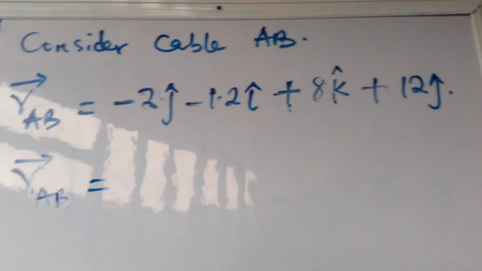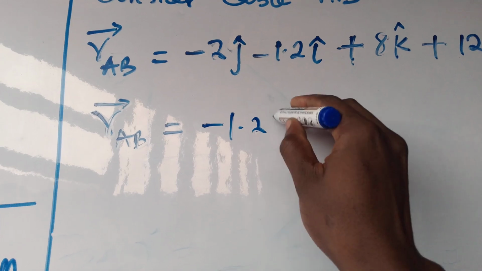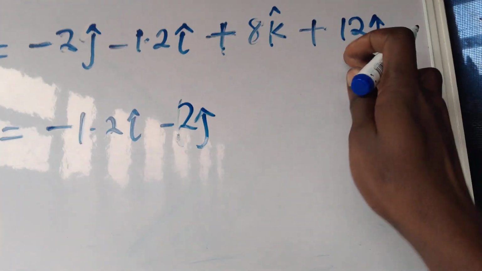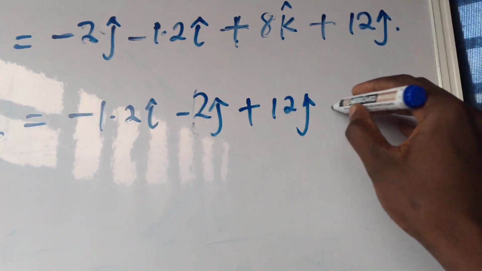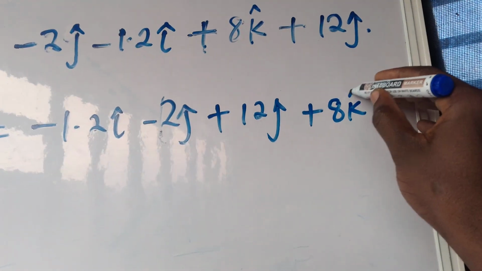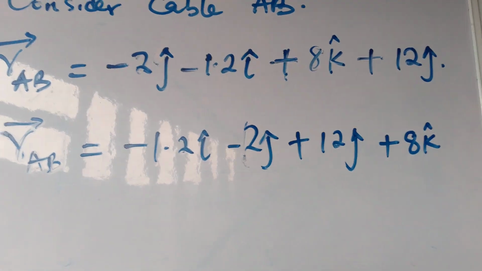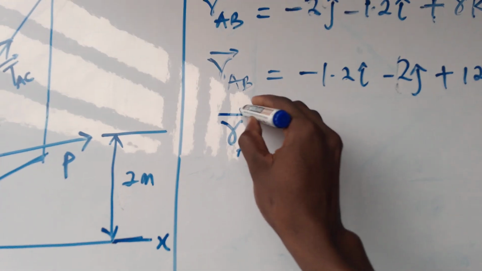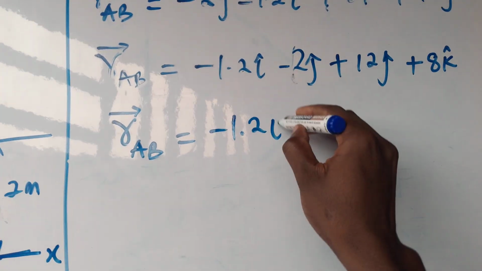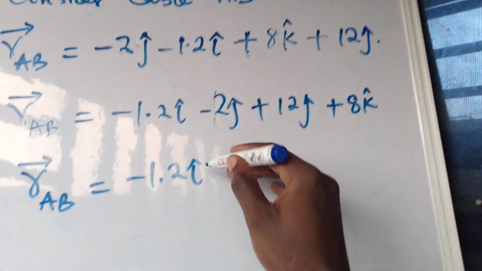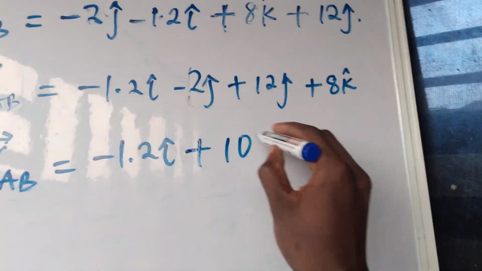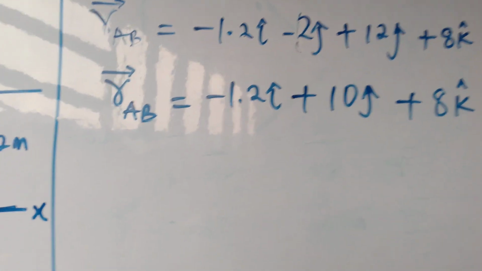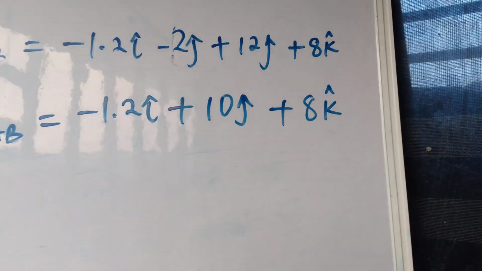Distance RAB equals to, I'll take minus 1.2 I, then minus 2J plus 12J plus 8K. So minus 2J plus 12J is 10J. So I'll be having arrow AB equals to minus 1.2i, minus 2 plus 12 is 10, plus 10j plus 8k. So that is arrow AB. So my position vector arrow AB is minus 1.2i plus 10j plus 8k.